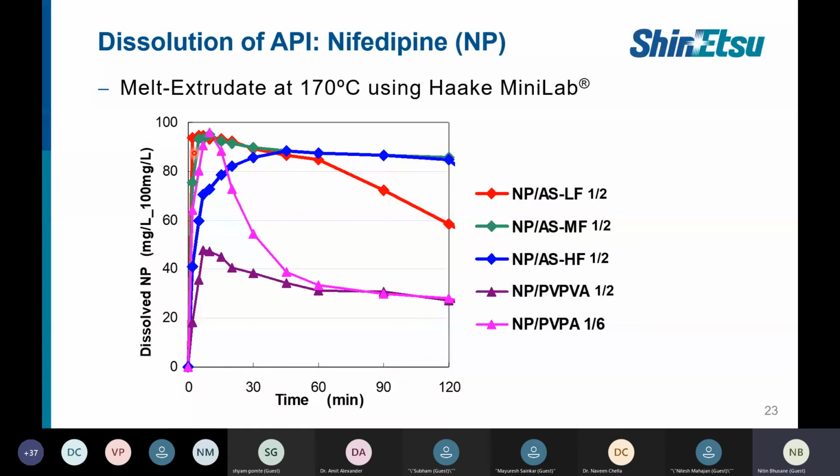So it depends on the drug molecule, which polymer, and among the same polymer, which grade you are selecting, and what temperature range you are running the equipment at. Based on that, you are getting the final results.